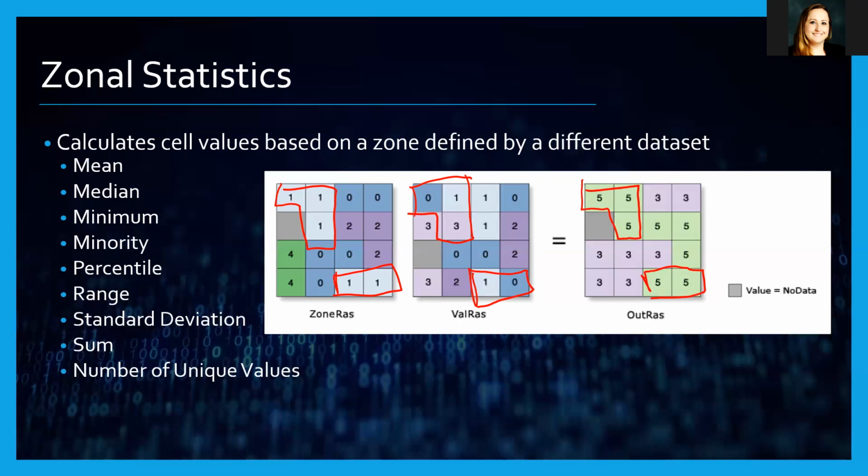Then you would calculate a different value for zone 0. So zone 0 is here and here, or here and here. So then the sum of those areas is 3.